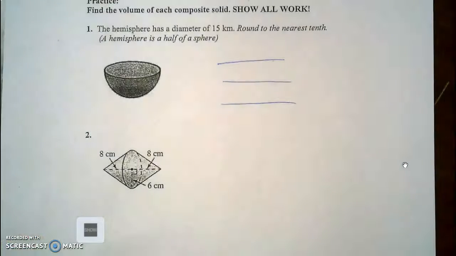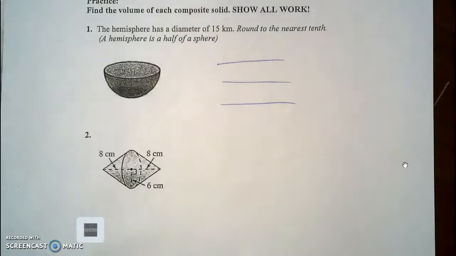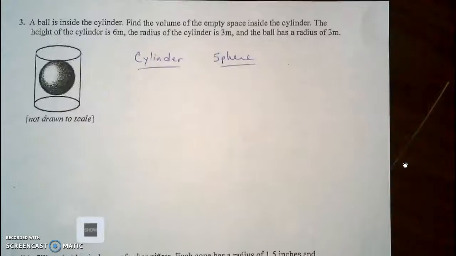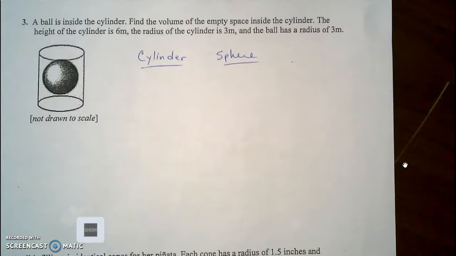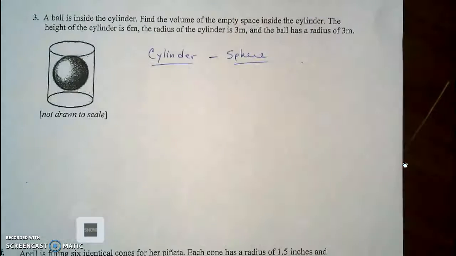Look at number 2. Looks like just 2 cones. They're the same size also. They have a height of 8 and a radius of 6. You could find the volume of 1 and just multiply it by 2. This one, you're trying to find the volume of the empty space. That reminds me of the one with 2 cylinders on the front. Except now it's a cylinder and a sphere, and I believe we will subtract on this one. So again, show your work.